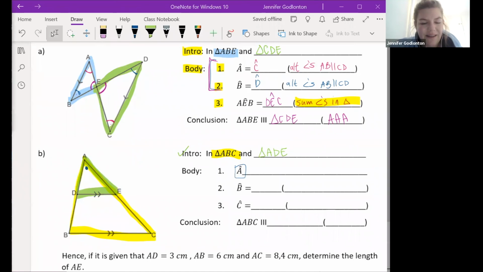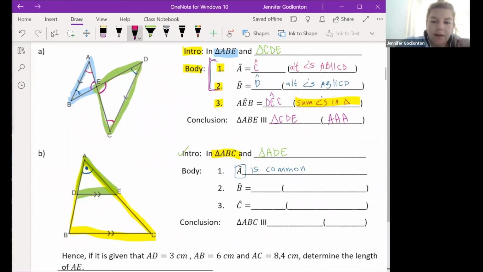Ma'am, it's shared in both the triangles in AD and in ABC. Perfect, perfect, perfect. Okay, angle A is in both of our triangles. It is the same. And so we can just say angle A is common. We've used the word common when it came to sides, when we looked at congruency. Now we're just looking at it in angles so that it is in both of our triangles. We can say it's common. That's our first one. Now let's look at B.